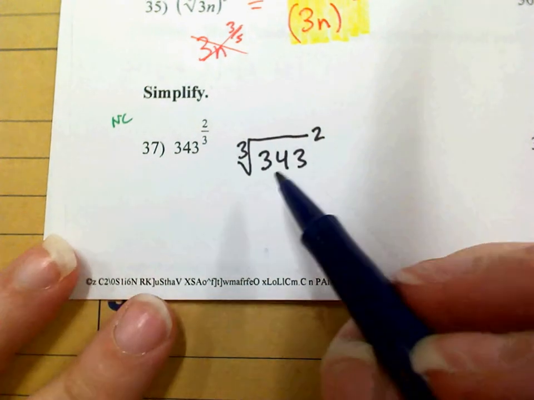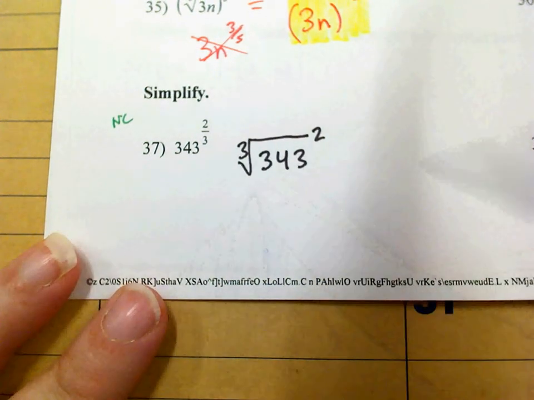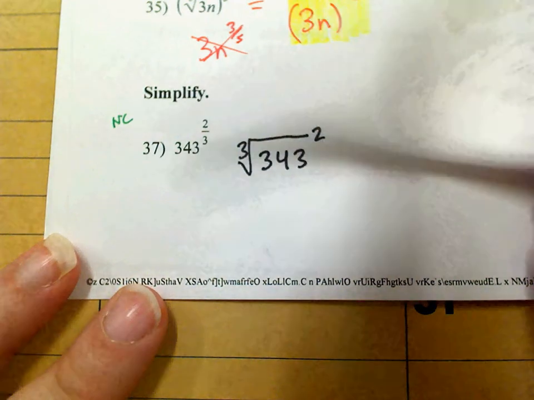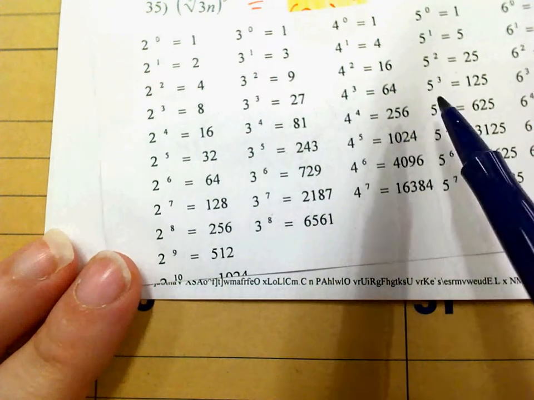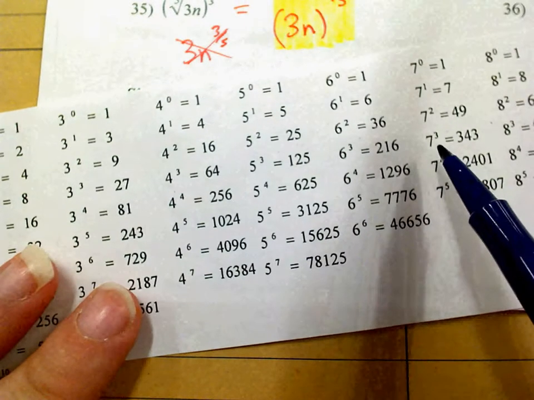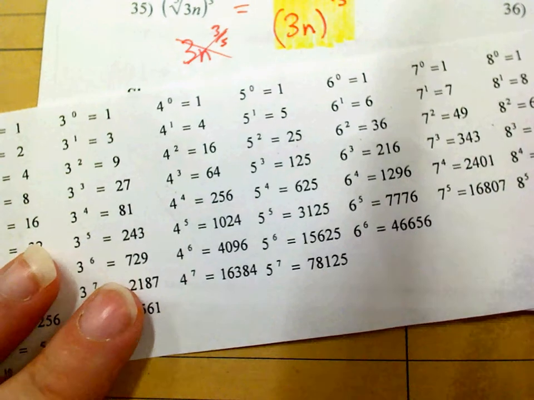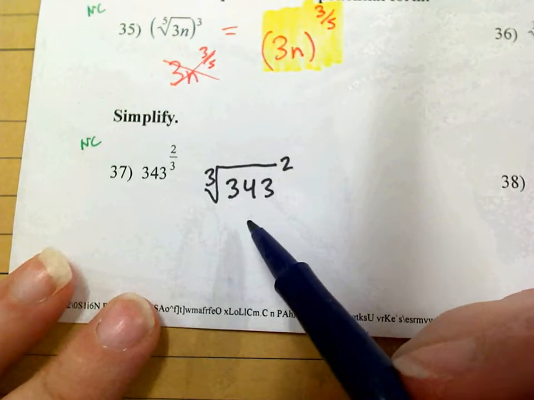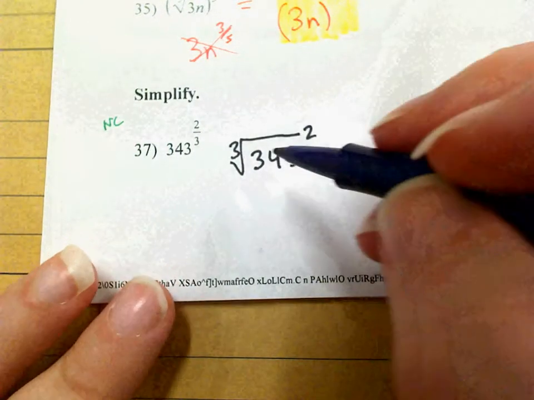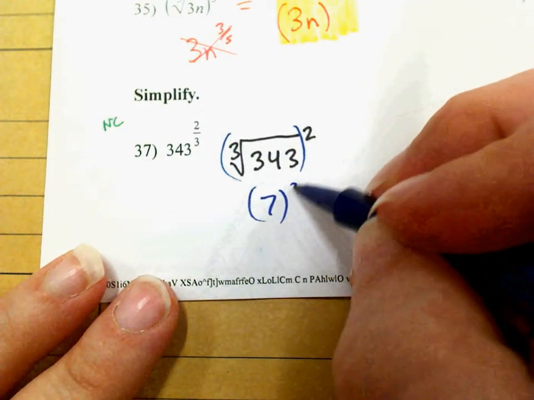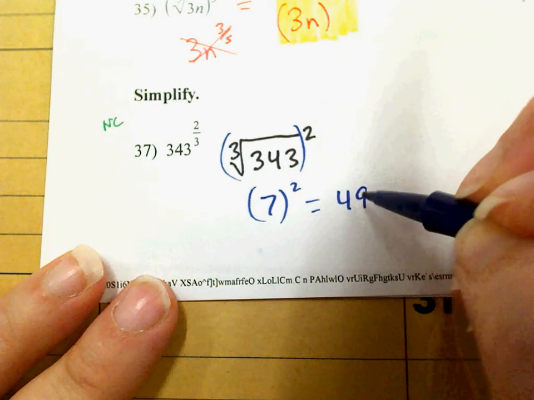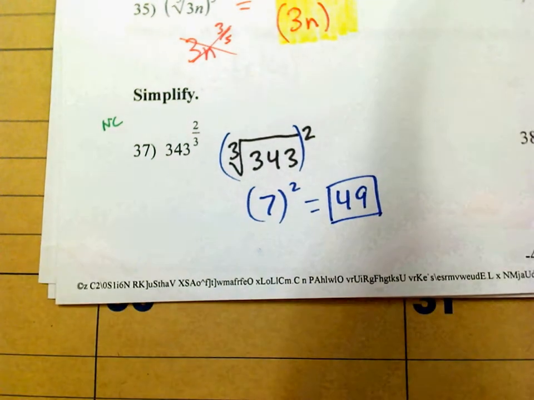Anyway. Okay, where do I look on my power chart? So I look at 2 to the 3rd, 3 to the 3rd, 4 to the 3rd, 5, 6, 7. 7 to the 3rd is 343, right? So what does that mean to me? Good. The cubed root of 343 is 7, and it's 7 squared, which is 49. And that's why we can do it without a calculator.